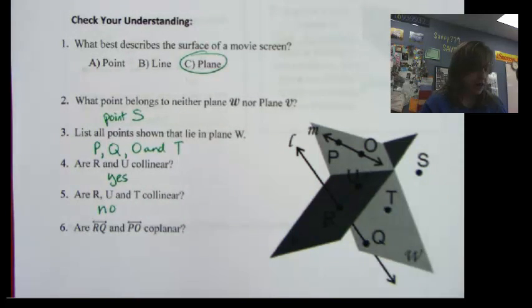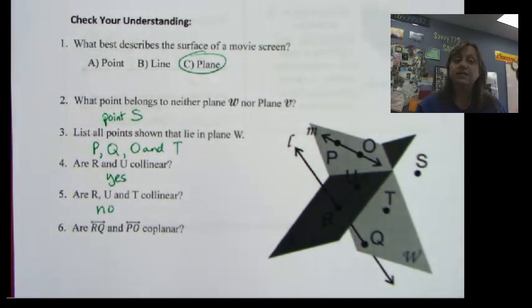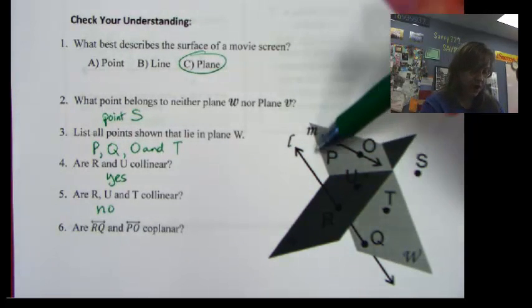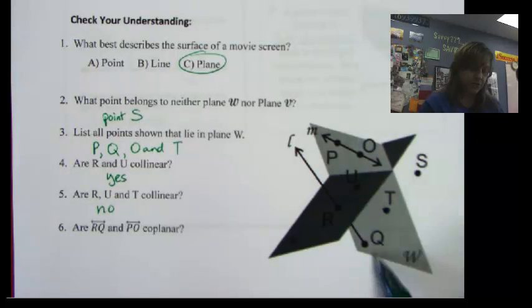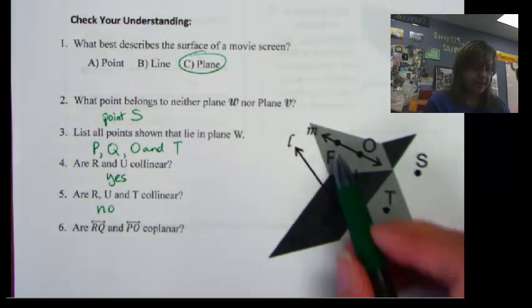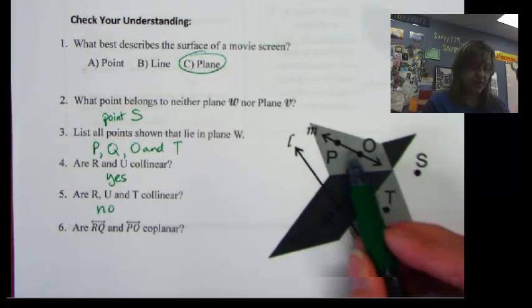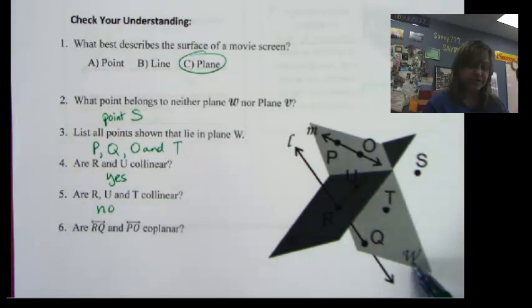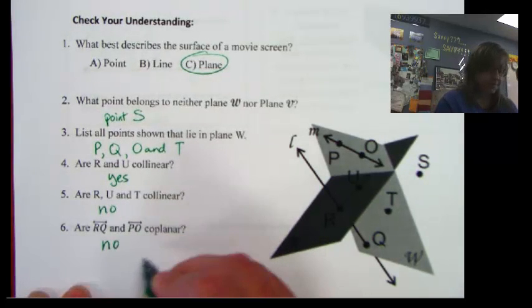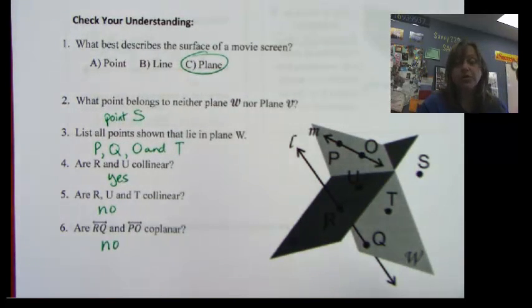And last, number 6, are lines RQ and PO coplanar? Do those 2 lines sit in the exact same plane? And let's see which plane. So if we start with RQ, that line's going through both of the planes. And so it's not in either plane. It just crosses through them. And then line M here, which is the line PO, that one's sitting in plane W, but it's not in plane V. So are they in the same plane? No, they're in different planes. These are non-coplanar. Okay, I hope you did well. Have a good one.